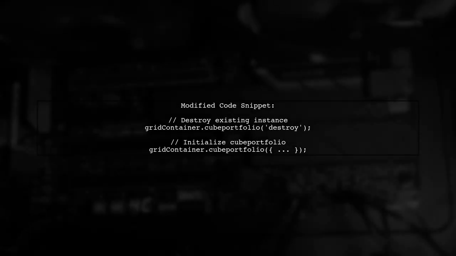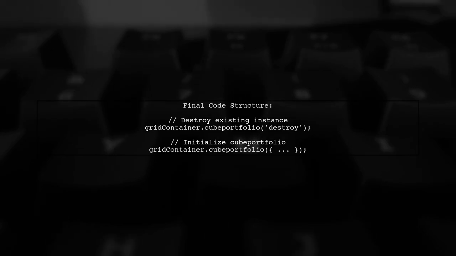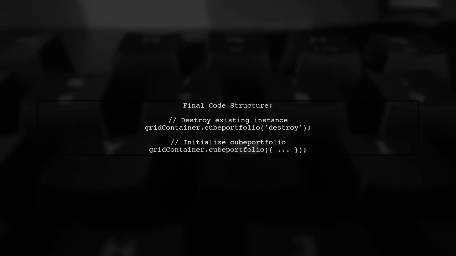Here's how you can modify your custom JavaScript code. Before initializing cube portfolio, add the destroy method to ensure any previous instance is removed. Make sure to place this destroy call right before your initialization code. This will prevent the error from occurring and allow your cube portfolio to function correctly.